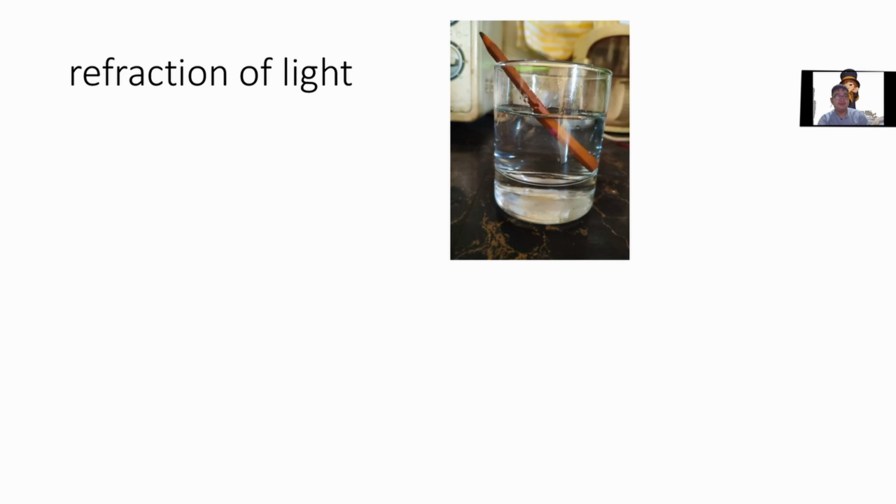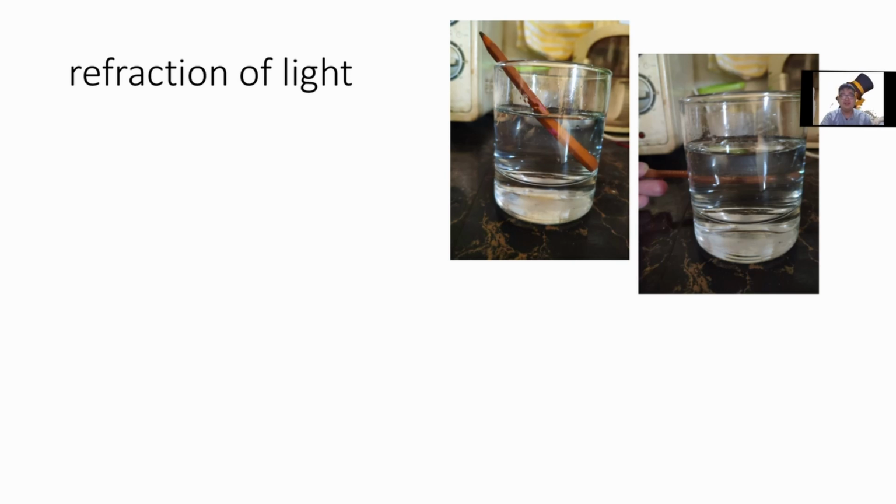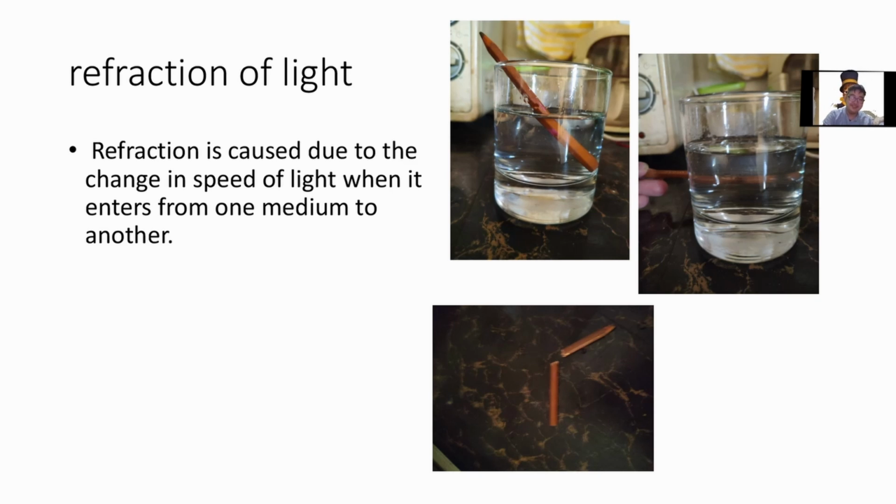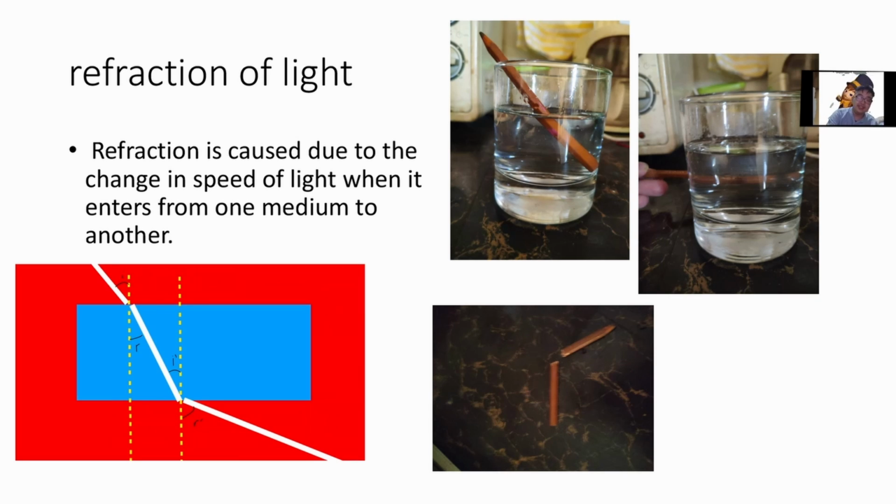Refraction of light. As you can notice here, the pencil looks broken. As for the reason why, it is because the pencil is already broken. Now for the real reason: refraction is caused by the change of speed of light when it enters from one medium to another. Here's a diagram of it.